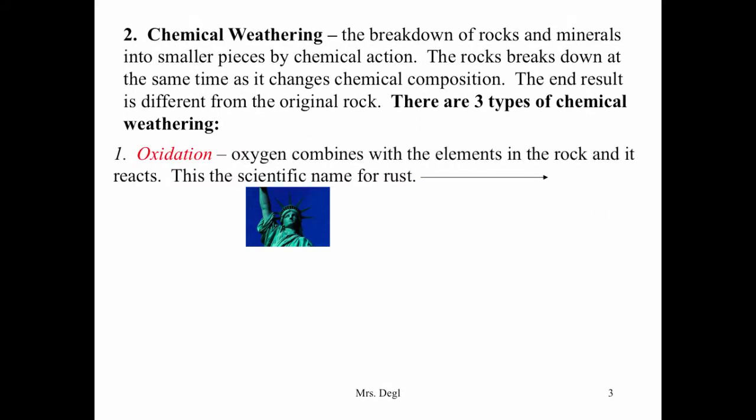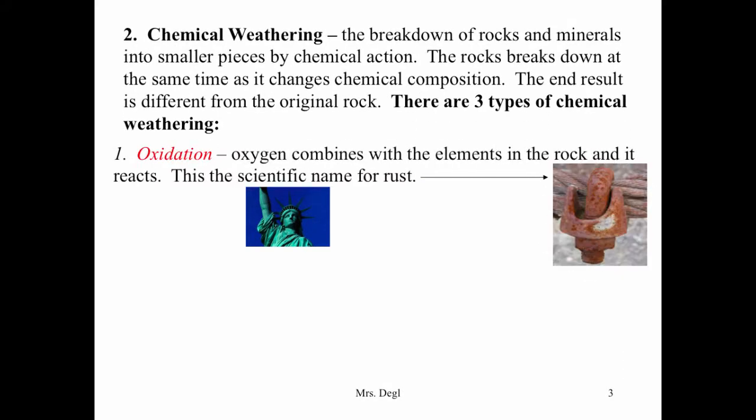So now let's go into chemical. Chemical weathering is the breaking down of rocks and minerals into smaller pieces by a chemical action. The rocks break down at the same time as they change their chemical composition, meaning changing what it is. It's making something new. The end result is different from the original rock. There are three types of chemical weathering.